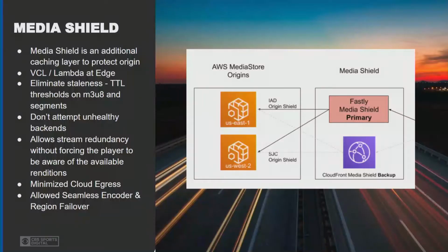Media Shield is a Fastly product that sat in front of the AWS origins. It's essentially an extra caching layer, but it has a number of advantages. This is actually where quite a bit of the magic happened as far as our ability to provide failovers and whatnot. So we had Fastly Media Shield, and we also had CloudFront as a backup, right? Because we didn't want to have Media Shield as a single point of failure. So if we did have a problem with it, we'd be able to switch to CloudFront. And it would all basically work the same way.